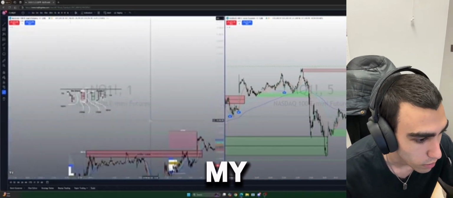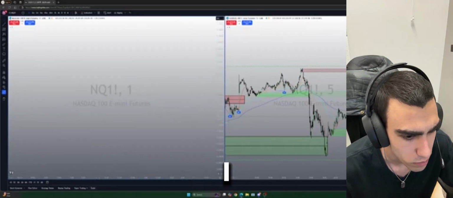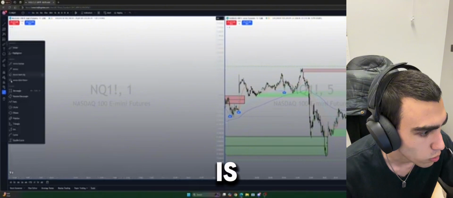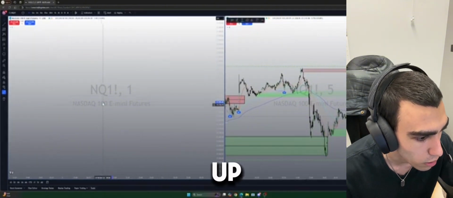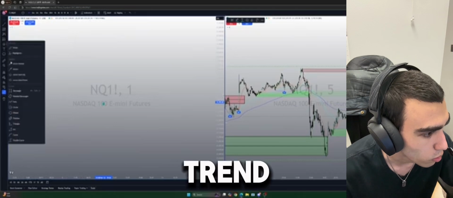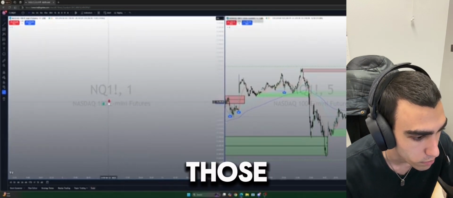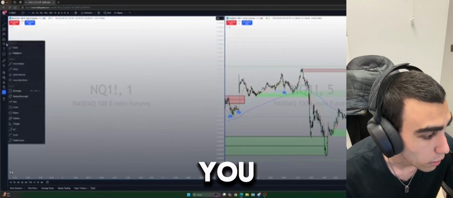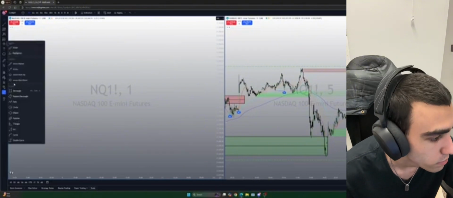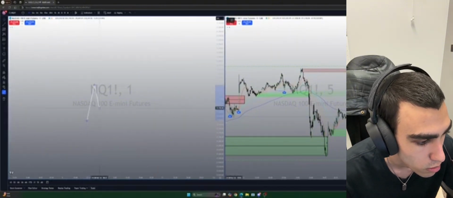So yeah, here are my candlesticks, and I do have notes over here on what we'll be teaching. So what is a trend? Basically, a trend is either up, or a trend can also be down. That's all a trend can be. It's either up or down. Those are your two trends, okay? But how do you identify a trend? The easiest way to identify a trend is if you have something that looks like this.